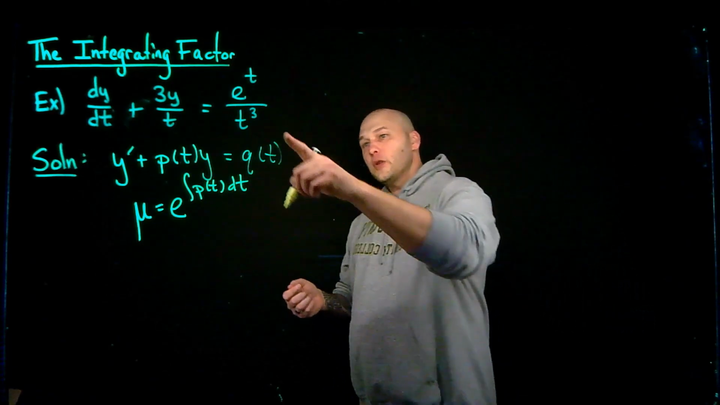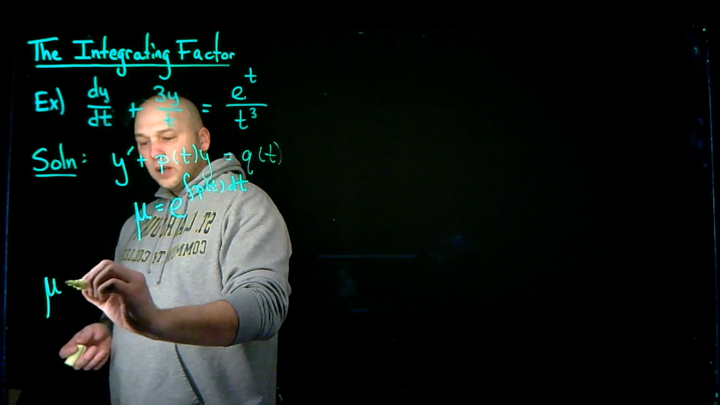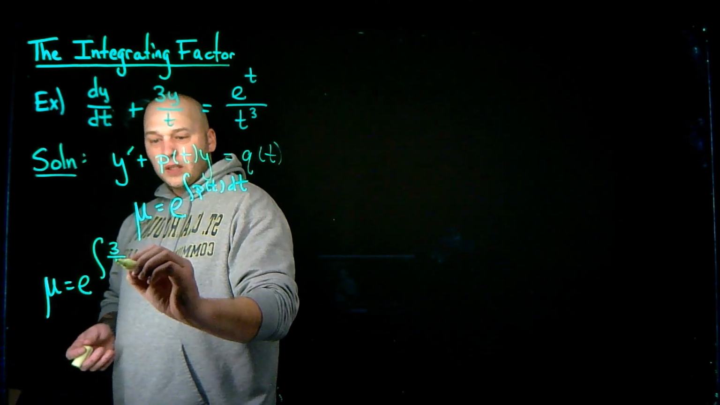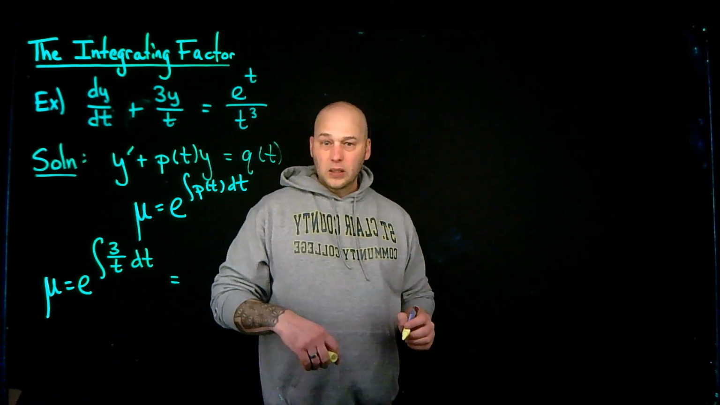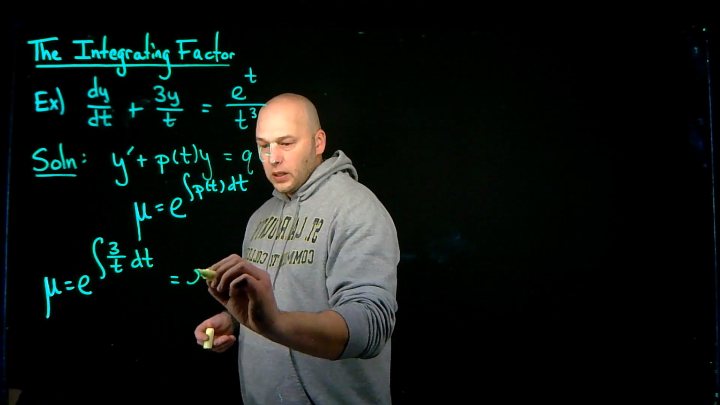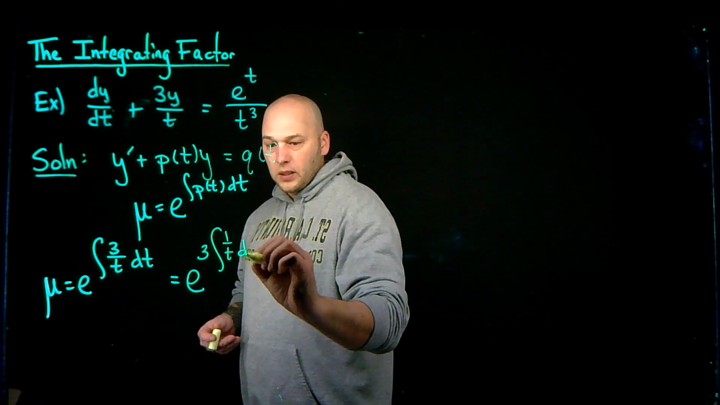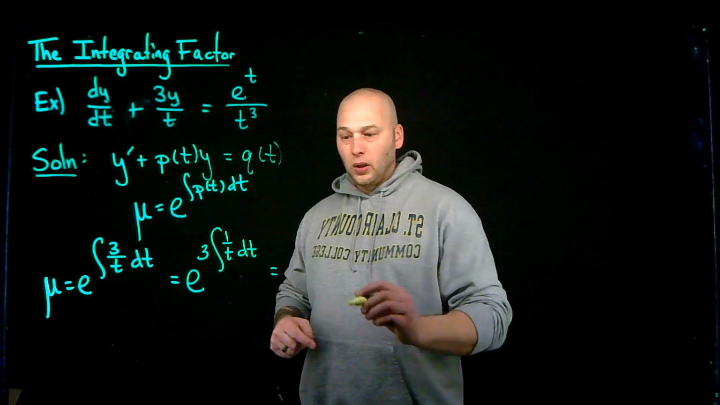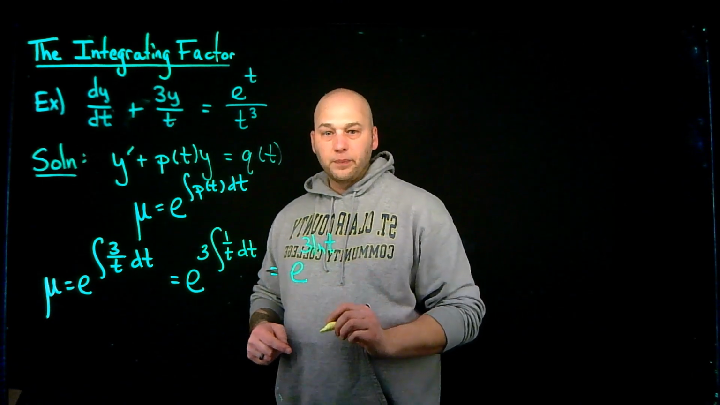Okay, so for this particular differential equation, let's compute the integrating factor. Mu is e to the integral of 3 over t dt. Okay, so let's go ahead and compute that. Well, integration is linear, so I'm going to take that constant and pull it out front of the integral. So e to the 3 integral 1 over t dt. Antiderivative of 1 over t, of course, is the natural log. So this is e to the 3 natural log of t.